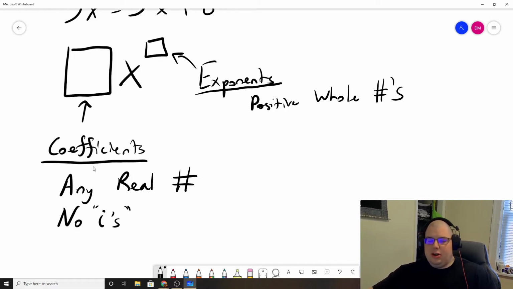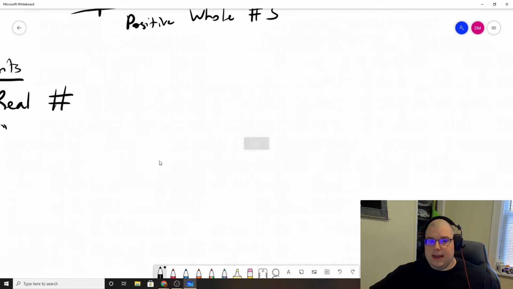Those of you out there that are aware that i represents the imaginary numbers, basically you can't have an i in front of that x. If you see an i in front of that x, it's not a polynomial, but any other number will work. Now I also want to break down how these two things, positive whole numbers and any real number, are related to one another so that we can get a scope of the number system that we're working with. So I'm going to talk about that right now.